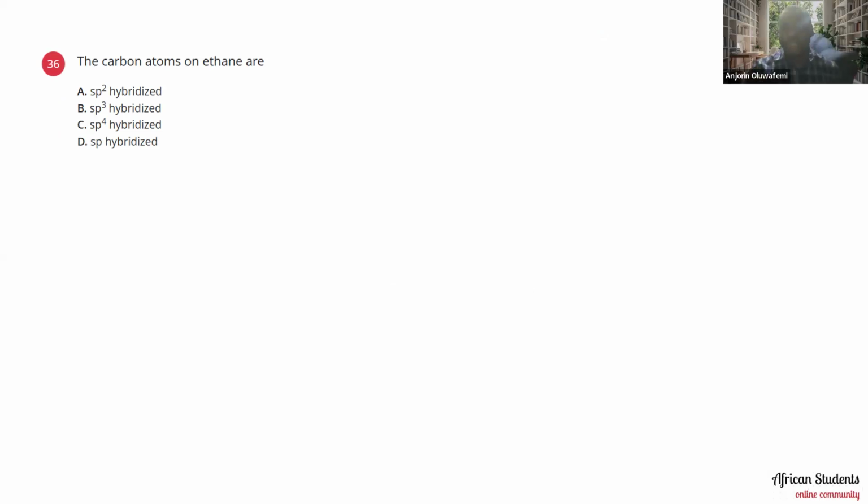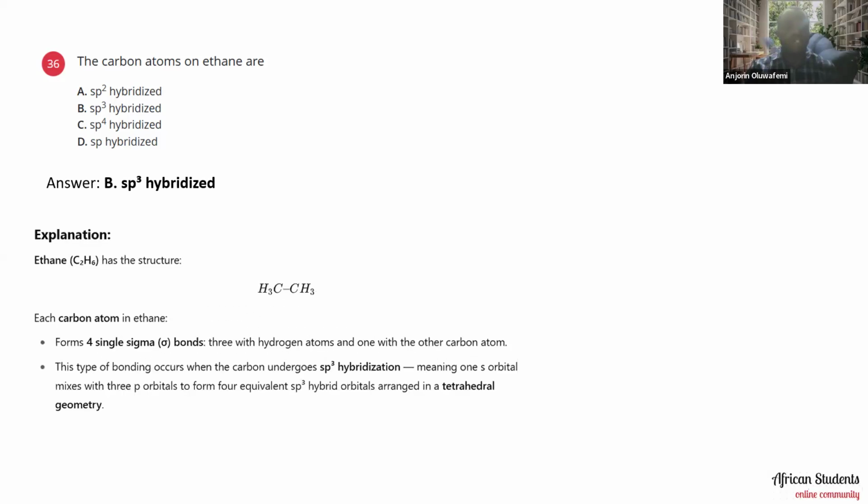Alkanes have sp3, alkenes have sp2, and then alkynes have sp hybridization. So the right answer here is sp3 hybridized, which is B. And just like what I just explained, it is because ethane has the structure, and that's the structure there.